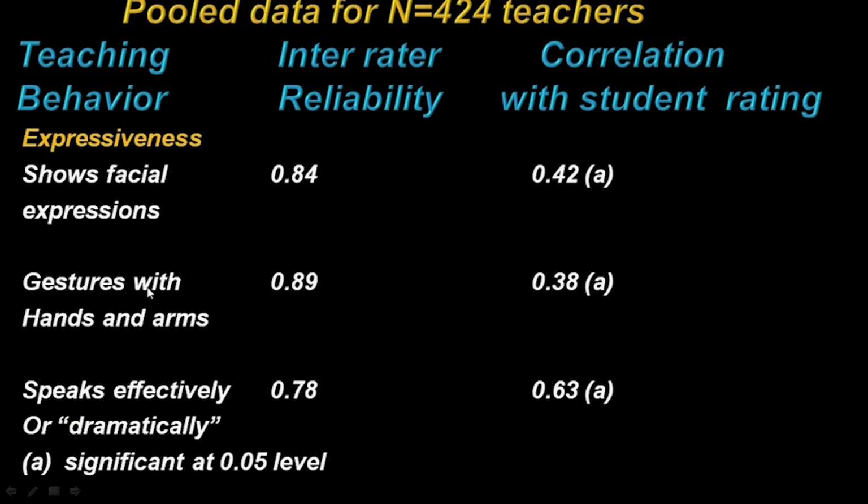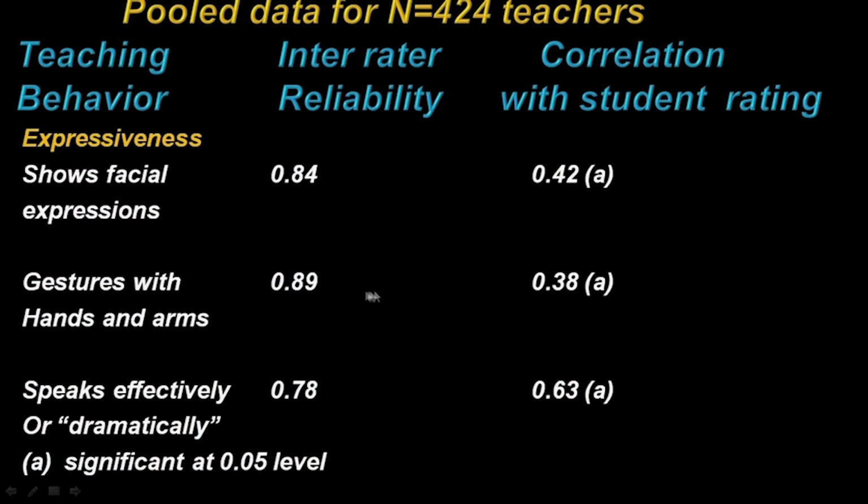Which one of them is most important? Speaks effectively or dramatically, because this has a correlation with student rating of 0.63. Shows facial expressions is next important, with a correlation of 0.42. Gestures with hands and arms has 0.38. So even with expressiveness, which is an important characteristic in making a good teacher, when you design a faculty development program and you want your teacher to be effective, these are the things which you can do, and this is how they will improve things or not. And of course, inter-rater reliability is also given: 0.89, 0.84, 0.78, as they do the check mark.